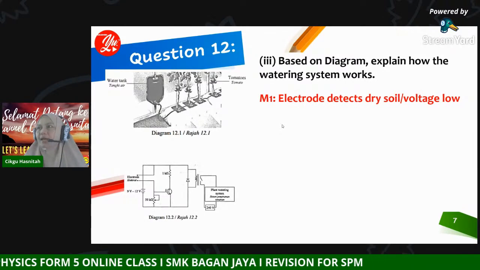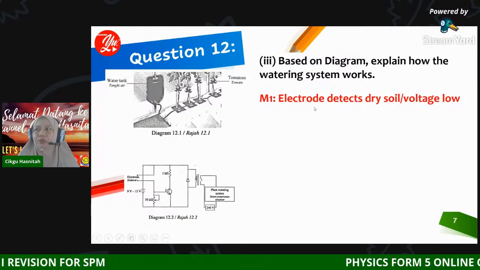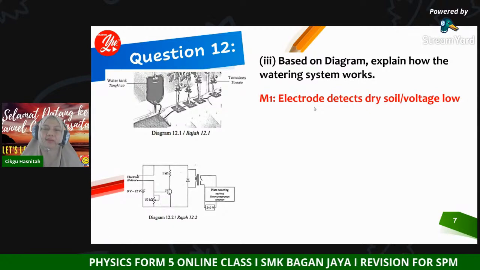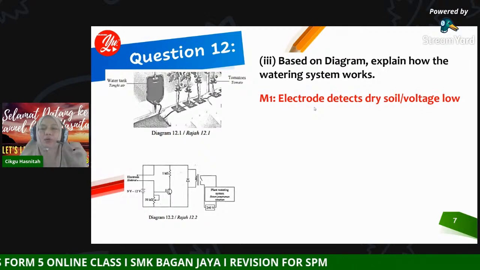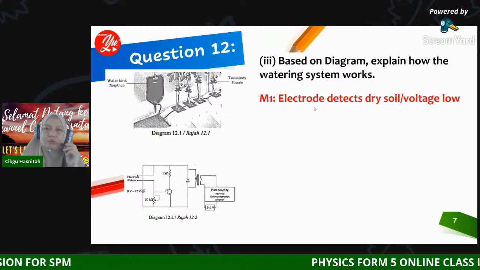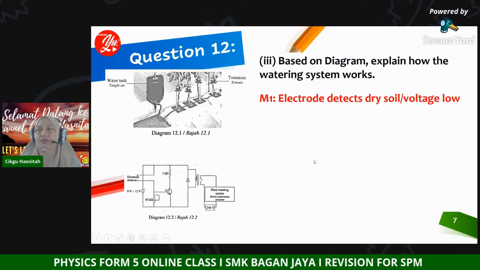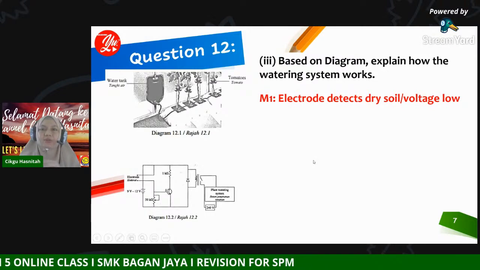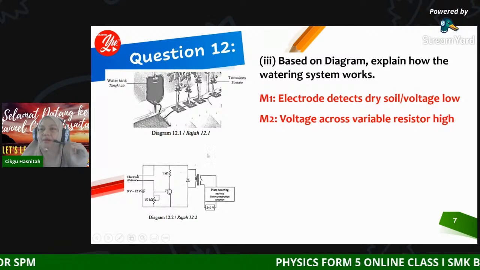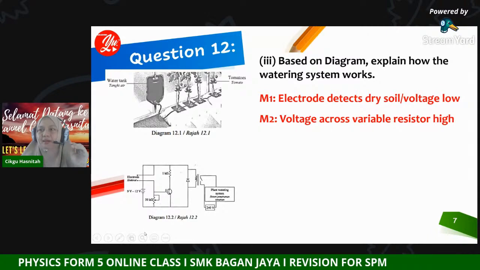Okay, first you can begin with the electrode. The electrode detects dry soil, or the electrode detects low voltage. Okay, first. And then what happened? What happened when the electrode detects a low voltage, which is below 5 volt? So it means that the voltage across the variable resistor is high.